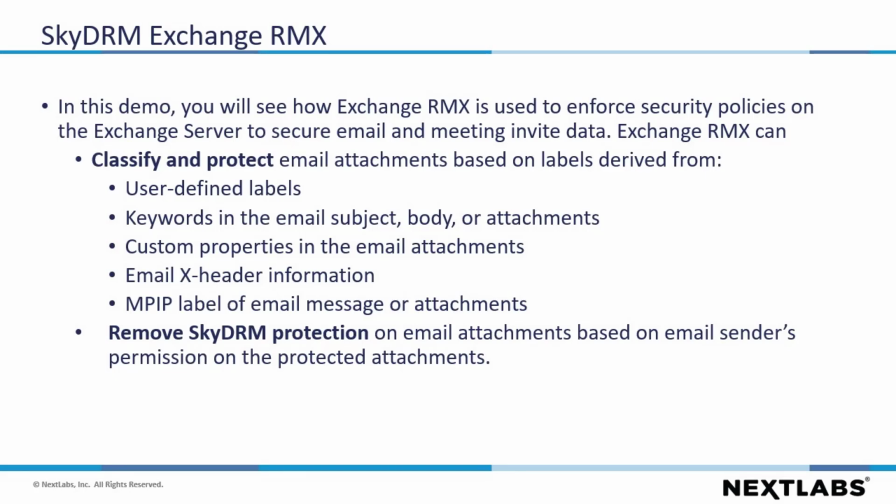Exchange RMX can classify and protect email attachments based on labels derived from the following sources: user-defined labels, keywords in the email subject, body, or attachments, custom properties in the email attachments, email X header information, and MPIP label of email message or attachments. Also, Exchange RMX can remove SkyDRM protection on email attachments based on email sender's permission on the protected attachments.